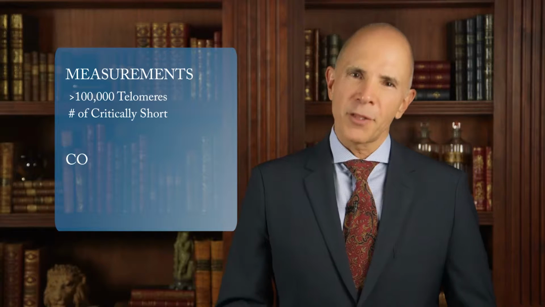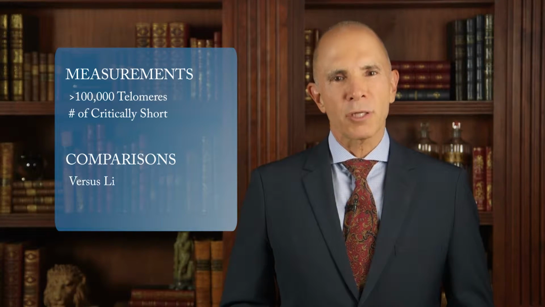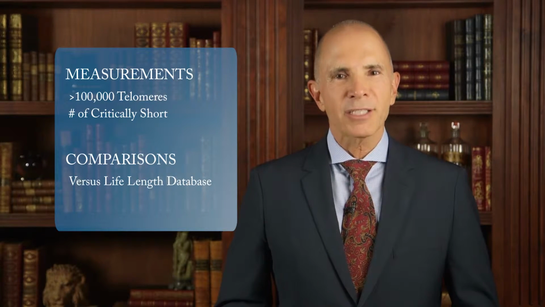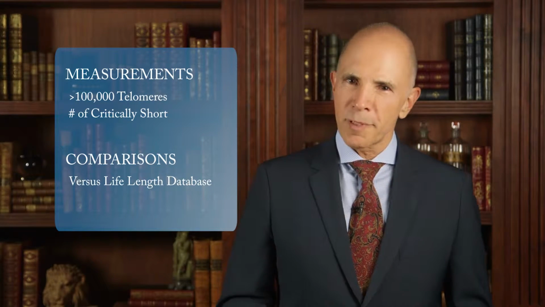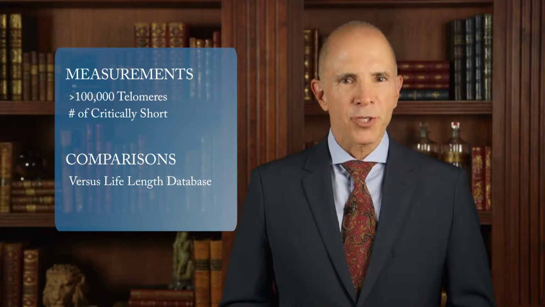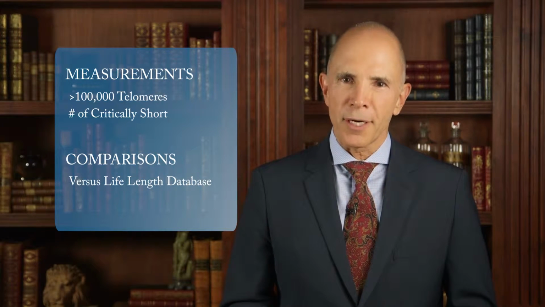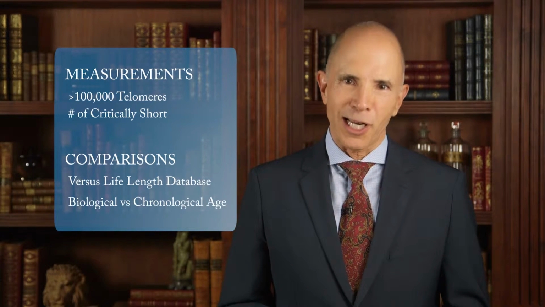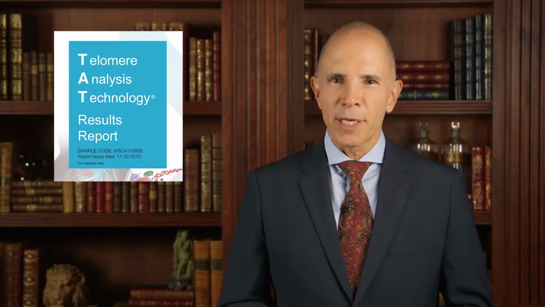Measurements. These include the individual lengths of more than 100,000 leukocyte telomeres. From this analysis, we determine the number of critically short telomeres. And then there's comparisons. Your patient's results are compared against the results of the general population in LifeLength's database. This allows normative data, and along with information the patient provided in their questionnaire, provides for the calculation of biological versus chronological age. The easiest way to go through the report with patients is to go page by page.